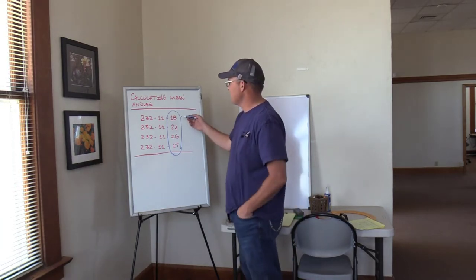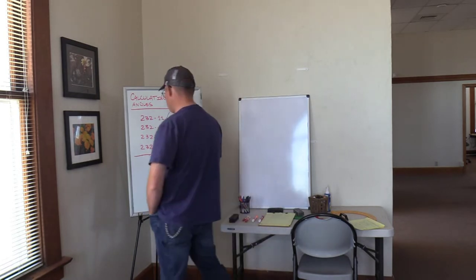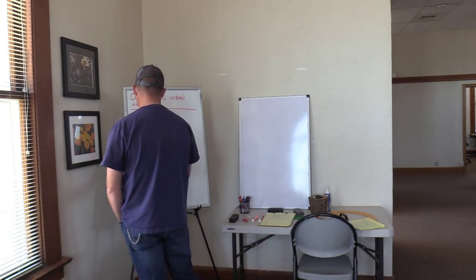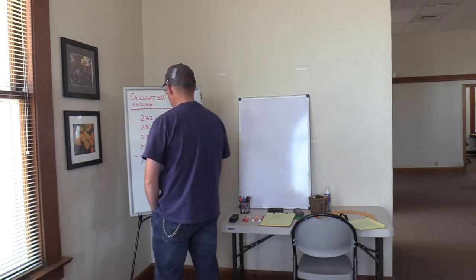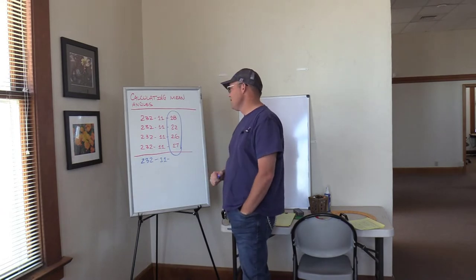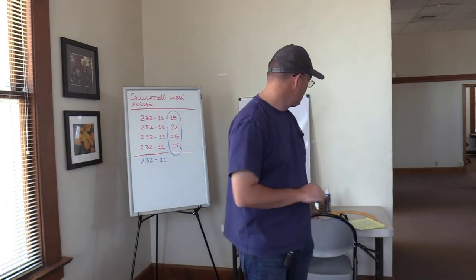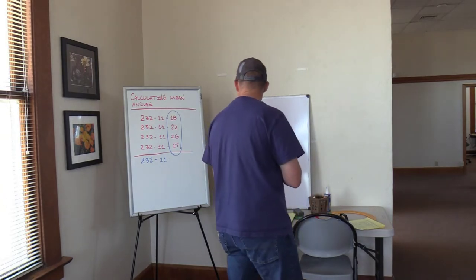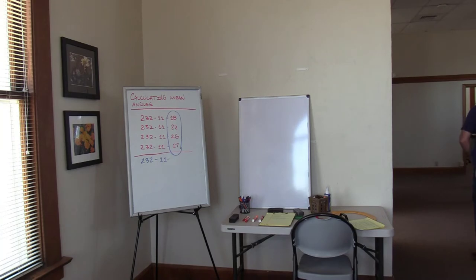So what we can do to figure out what this mean angle is, we can just calculate the mean value of the seconds. We know we're going to be 232 degrees, 11 minutes. We just don't know what the seconds are. To do this, we just run a simple average. We're going to add up those four numbers, and then we're going to divide by four. That'll give us the average. So let me step over here to my phone and do that.